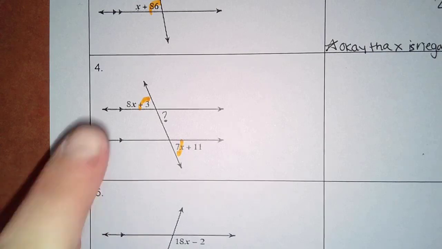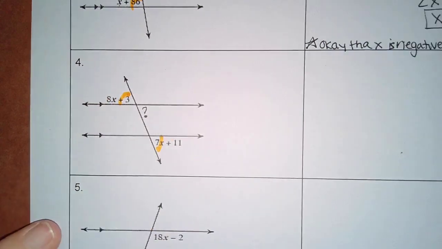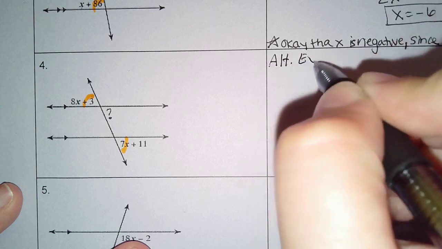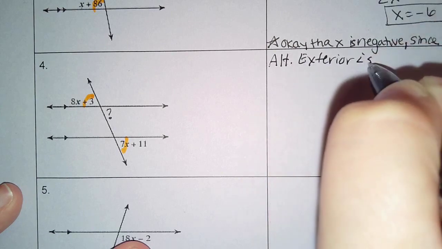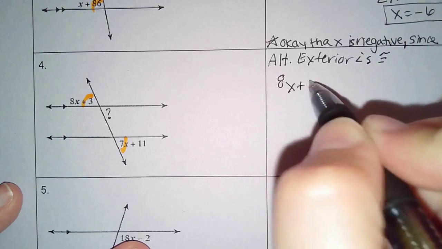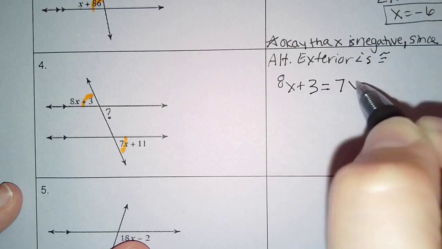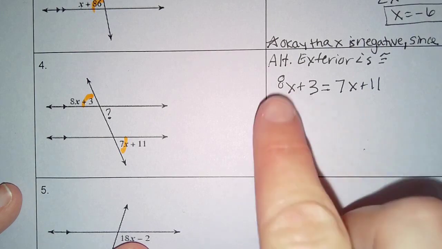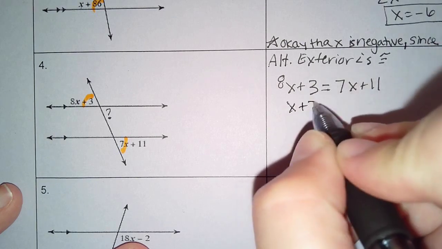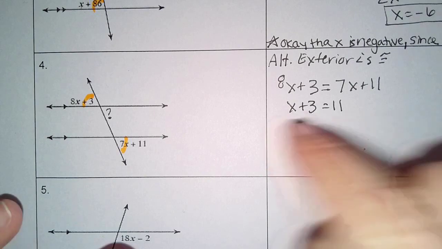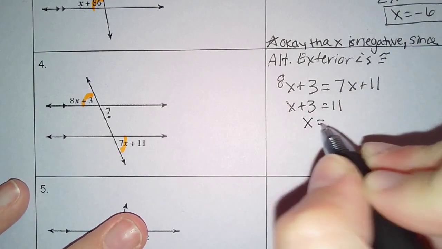So first, what's the relationship between my two orange angles? Good, alternate exterior. And they are congruent. So I'm going to set them equal to each other. 8x plus 3 equals 7x plus 11. Subtract 7x on both sides. 8 minus 7 is 1, so x plus 3 equals 11. If you wanted to move the 3 in the same step, I'm okay with that. Subtract 3 now, so x equals 8.